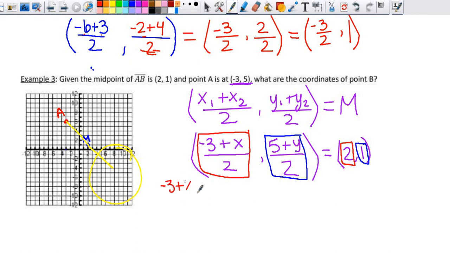Negative 3 plus x over 2 equals 2. To start solving, you need to get rid of this 2 on the bottom, so I will multiply both sides by 2. Negative 3 plus x equals 4. I will add 3.